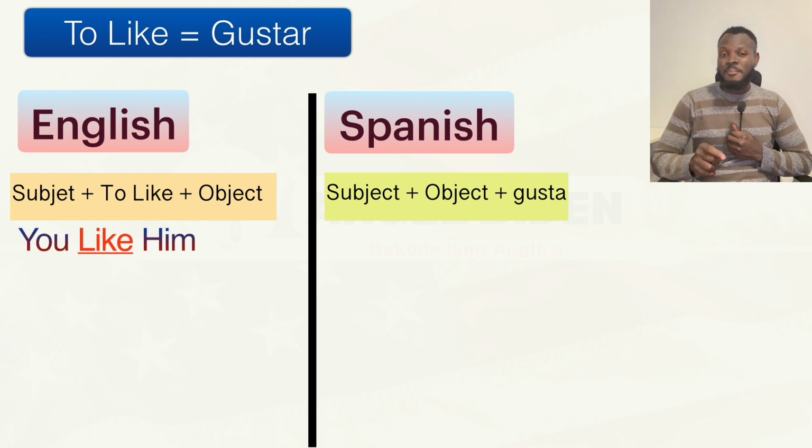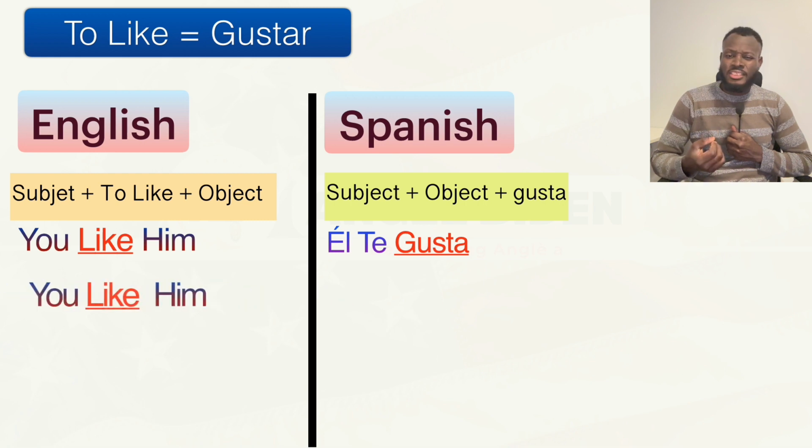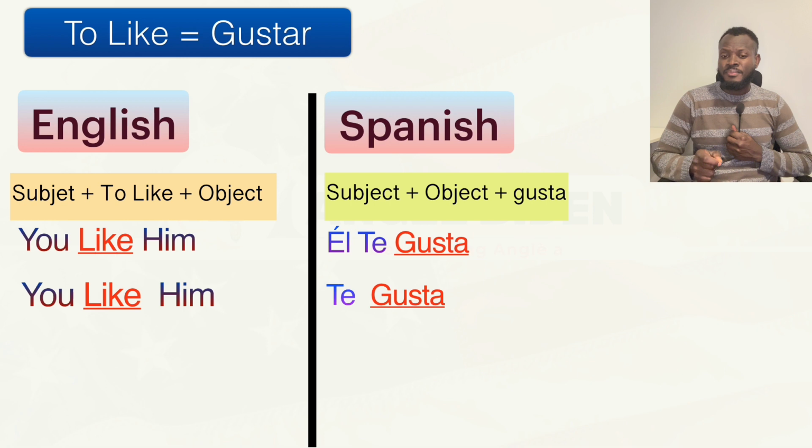You like him. You like him is going to be él te gusta. Now, we just remove the personal pronoun for subject, and that form is the most commonly used by Spanish speakers, because the subject is rarely used. They don't really use that. So we just drop the subject, and then we just keep the indirect object and the verb. We just say, te gusta. You like him? Te gusta. Like, él te gusta. Or just say, te gusta. That's basically the same thing you're saying.